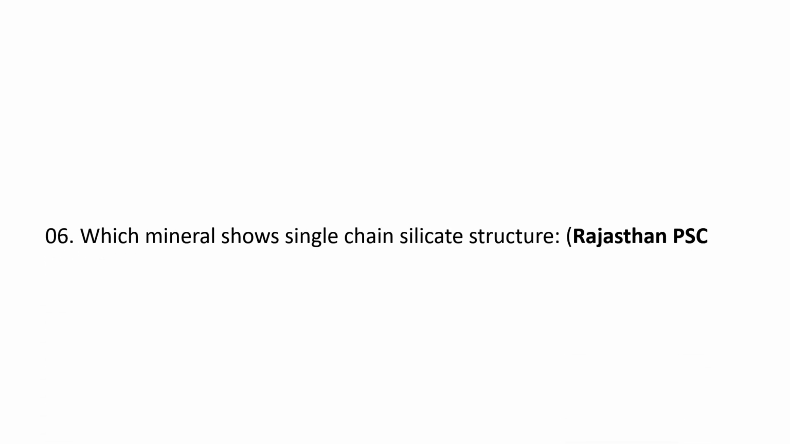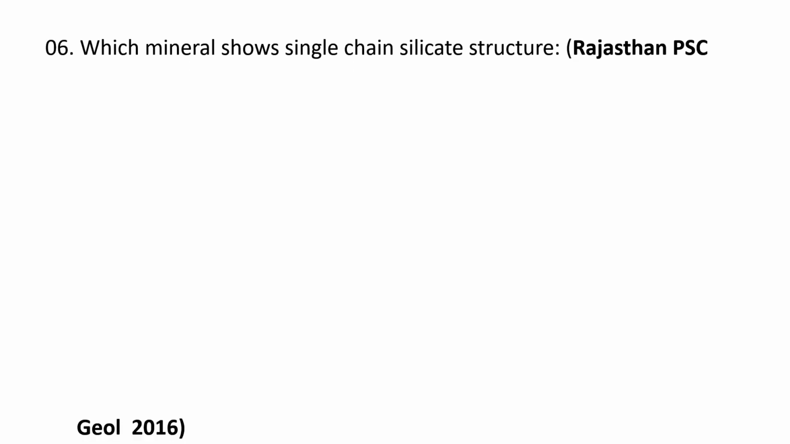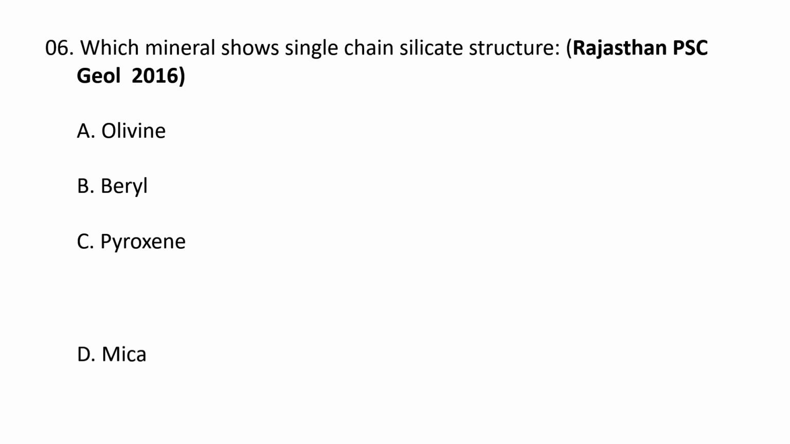Next question. Which mineral shows single chain silicate structure? Simple question. A. Olivine, B. Beryl, C. Pyroxene, D. Mica. So single chain silicate structure is found in the pyroxene. C is the correct option.